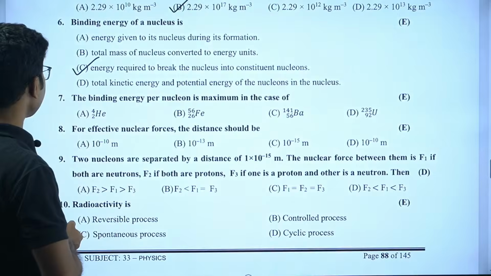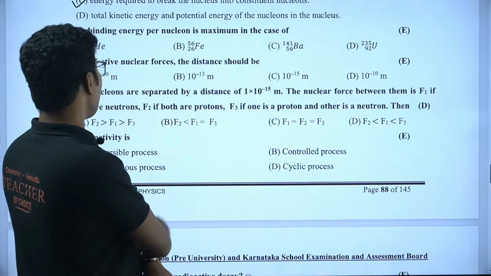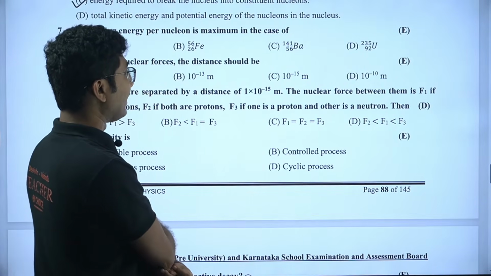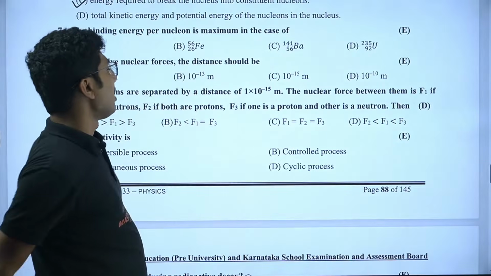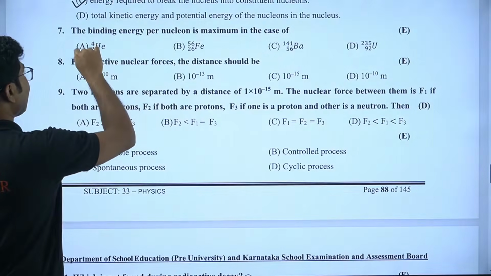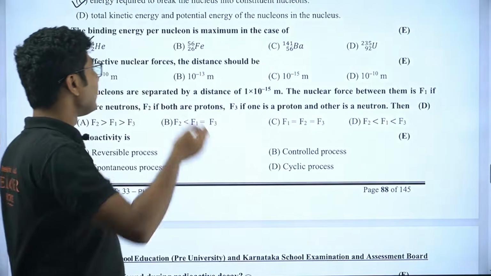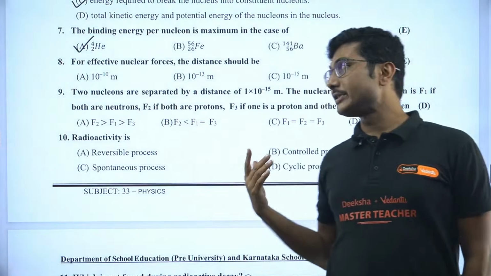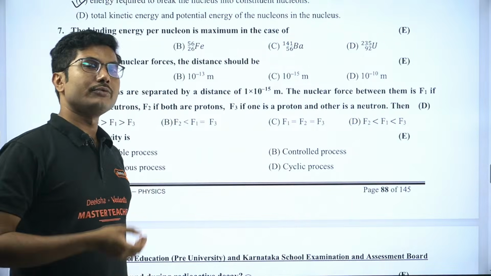Now, next question. The binding energy per nucleon is maximum in the case of helium, Fe, barium or uranium. So binding energy per nucleon is maximum in the given case is helium. Okay, helium is one of the stable atoms. Also this is an inert gas. So inert gas means it is one of the stable nuclei. Stable nucleus means binding energy per nucleon will also be maximum.